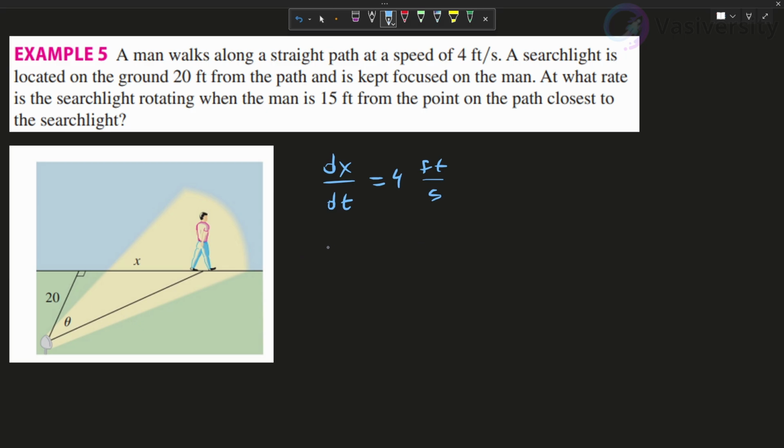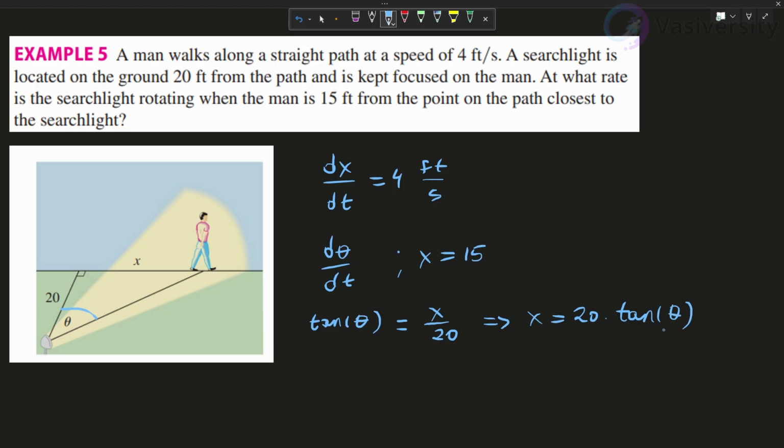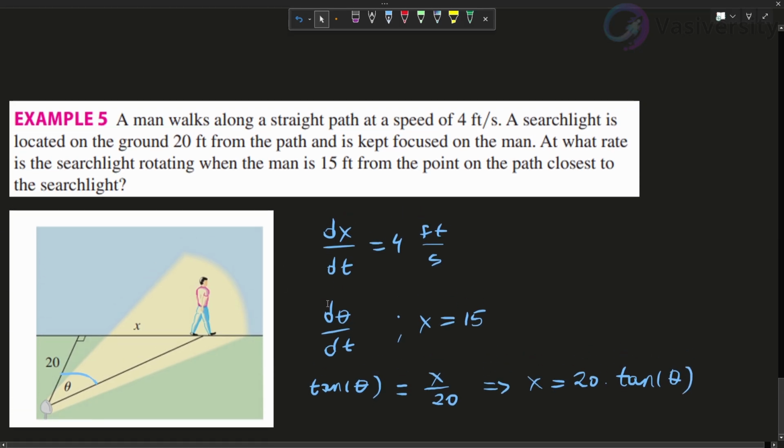Okay, and then the d theta dt, we do not know, right? But we know that x is 15, right? That's what we know, when x is equal to 15. So, by using some of the trigonometry here, right, we can try to find the relationship. So we know that tangent of theta is going to be opposite over adjacent. So it's going to be x over 20. So that means x is equal to 20 times tangent of theta. So that's going to be our main equation here.